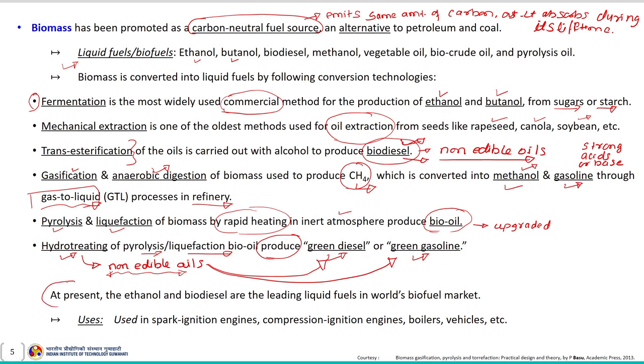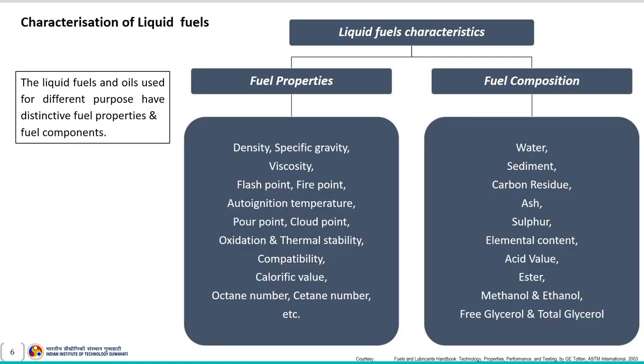So at present, ethanol and biodiesel are the leading liquid fuels in the world's biofuel market, and these are used in spark ignition engines, compression ignition engines, boilers, and vehicles. Since these liquid fuels are derived from various different source materials, and various conversion or processing technologies are used to convert this source material into a liquid fuel, their characterization is essential to know their fuel properties and fuel composition.